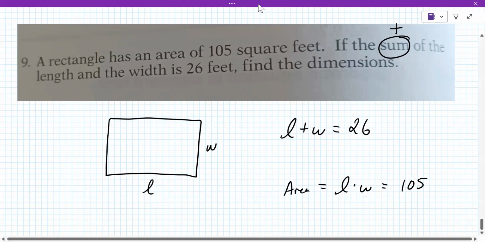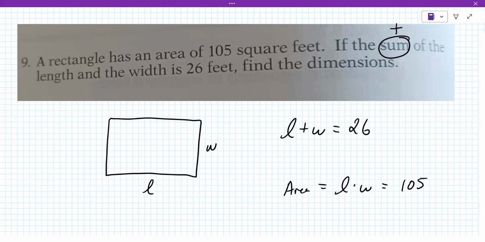So L times W equals 105. Interesting. So a rectangle, the sum of the length and the width. Find the dimensions. Let's see. How would we find the dimensions? 105 divided by 26? No.